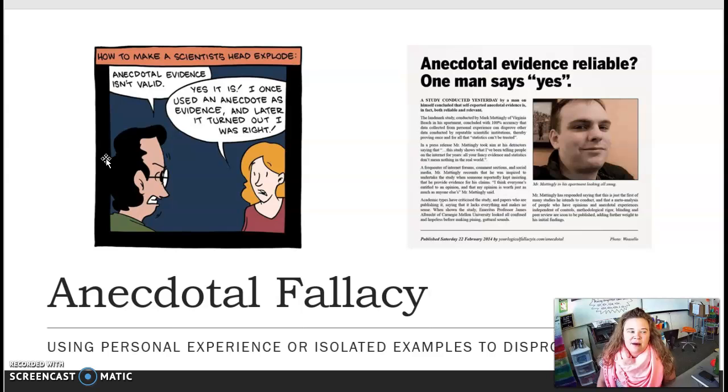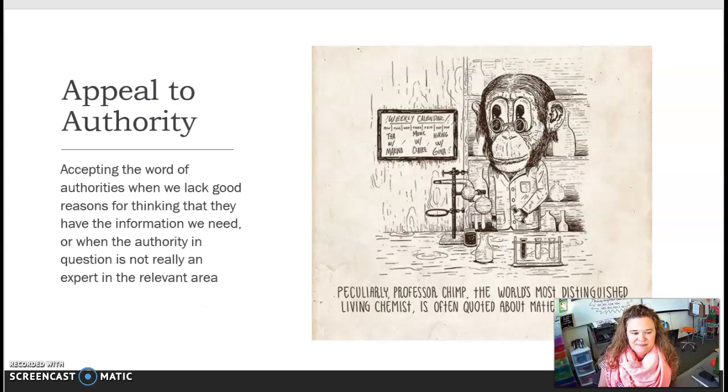So it's like when somebody says, "Hey, one time I went to go get the flu shot, and then afterwards I got the flu." That's an anecdote to disprove science. It's physically impossible to get the flu from the flu shot, but people are using anecdotes to prove it wrong. Pause the video and write your own example.